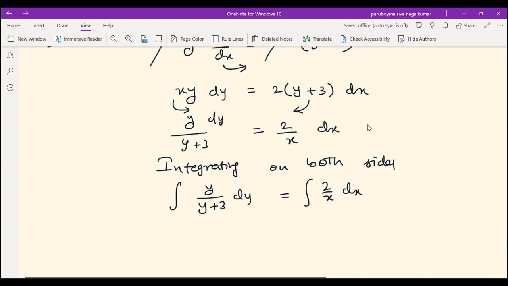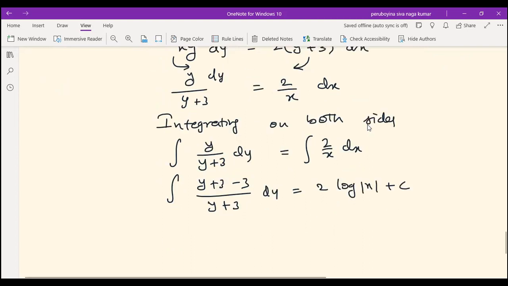Now, in the previous question, we already saw this kind of mechanism. So I am just adding and subtracting 3, so y plus 3 minus 3. In the previous question, I just added 1 and subtracted 1. In the same way, according to the denominator, you can decide what should be added and subtracted. Divided by y plus 3 dy is equal to, you know the integration of 1 by x is log mod x plus c. Write down c only, don't write other words.